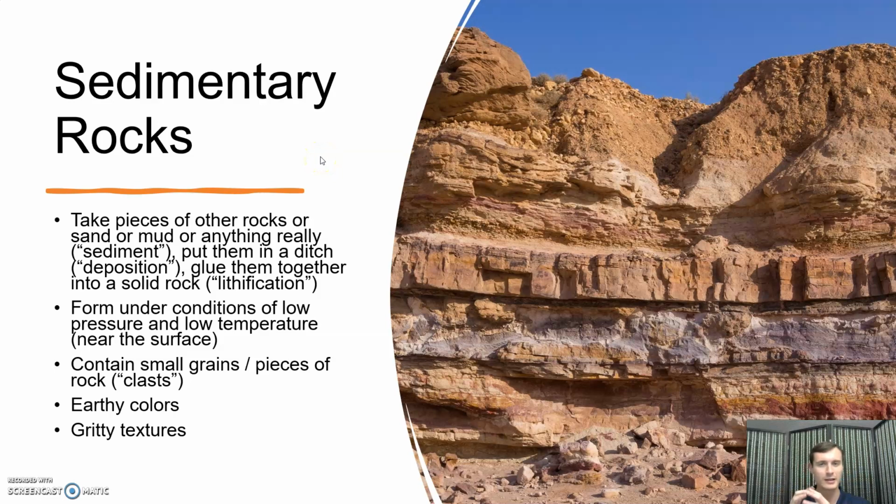Usually that gluing together process, the process where all these different little grains become solid rock, happens close to the surface of the Earth, at low temperatures and low pressures. Those individual pieces in it, the little grains of rock or sand or whatever, those are called clasts. You're going to get a lot of earthy colors on this, greens or grays or browns and reds and yellows especially, and you're going to get these gritty sort of textures. You think of sandpaper for these.